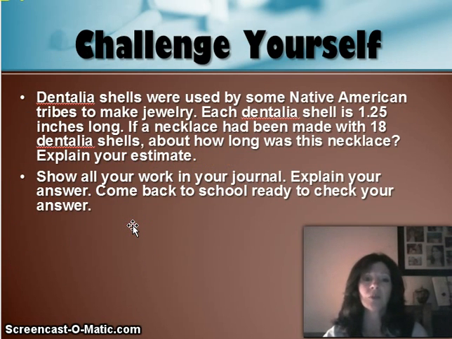All right, your challenge problem. Dentalia shells were used by some Native American tribes to make jewelry. Each dentalia shell is, no, it's not a dollar, 1 and 25 hundredths inches long. That's 1 and 1/4. If a necklace had been made with 18 dentalia shells, remember we're estimating, about how long was the necklace? Explain your estimate. Show all your work in your journal and explain your answer. Come back to school ready to check your answer.